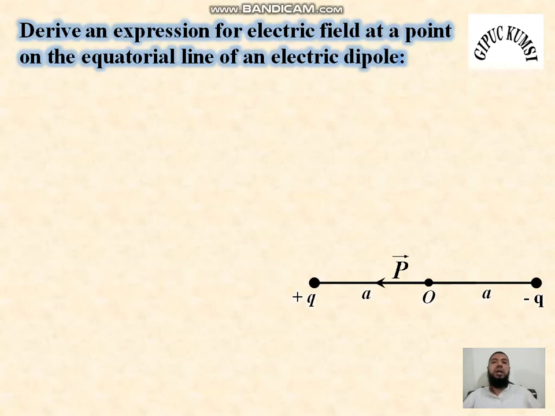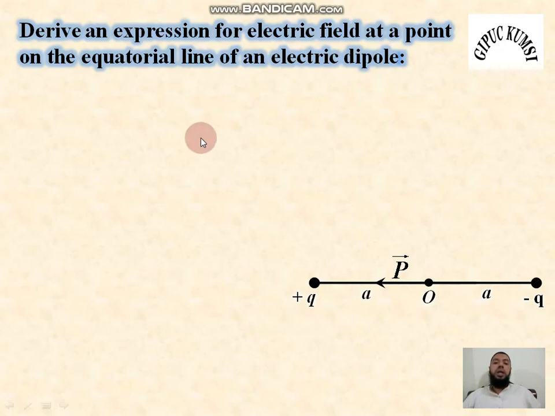Dipole consider ಮಾಡಿದ್ರೆ dipole ಅಲ್ಲಿ ಏನೇನಿದೆ? We are having a positive charge plus q and minus q, a pair of equal and opposite charges separated by a distance 2a, and there is a dipole moment. This dipole moment is always directed from minus charge to plus charge. Minus q in the plus q irutte dipole moment.